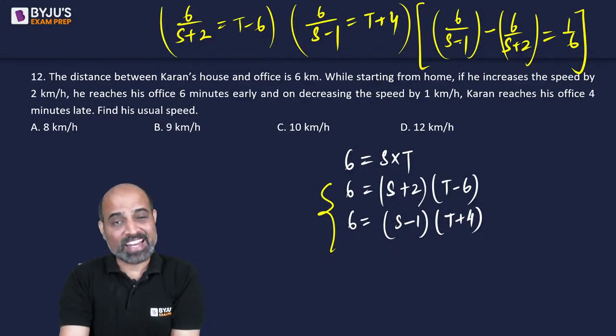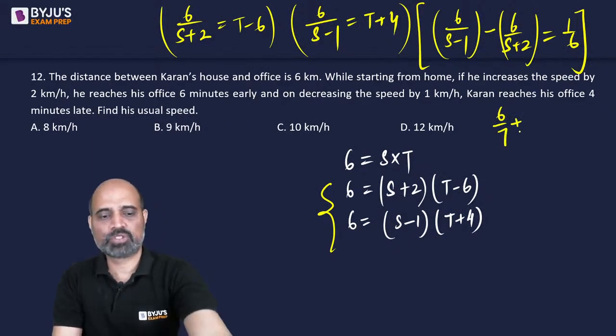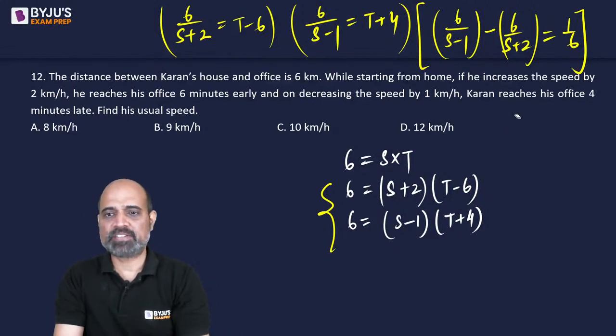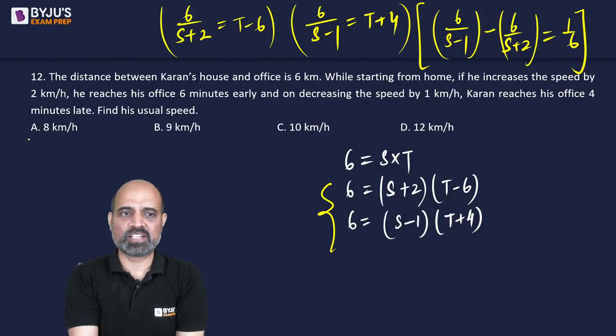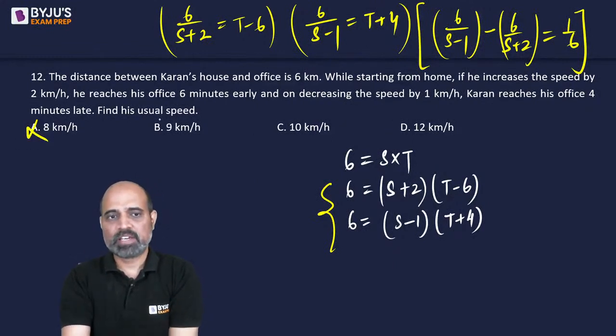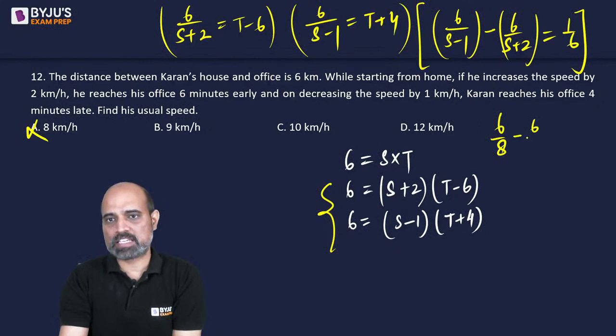Suppose if I put 8 here, so I will be getting 6 by 7. Sorry. जैसे 6 by 7 आ गया तो आप ये छोड़ ही दो. If s is going to be 8, this will result in 7. तो ये तो गड़बड़ है. If I put 9 here, I will be getting 6 by 8 minus 6 by 11.